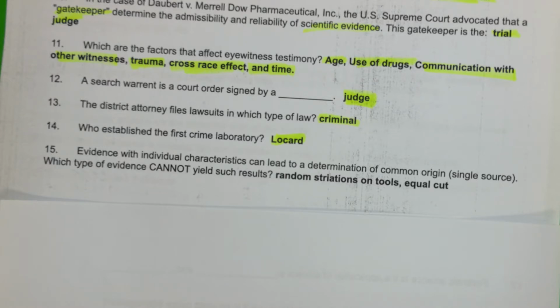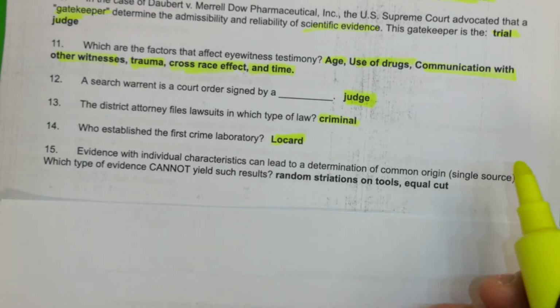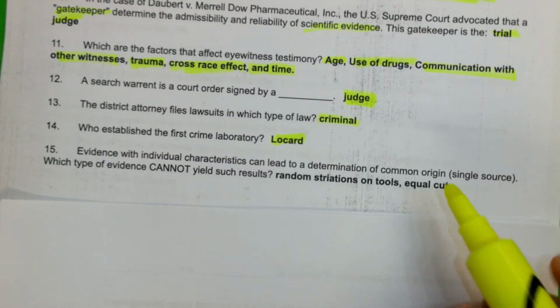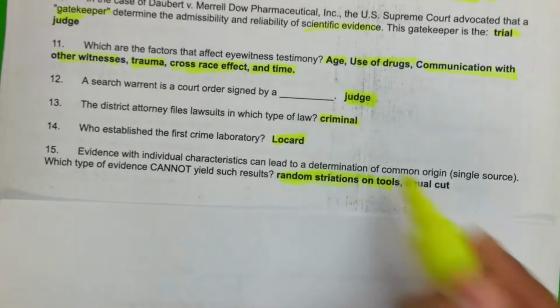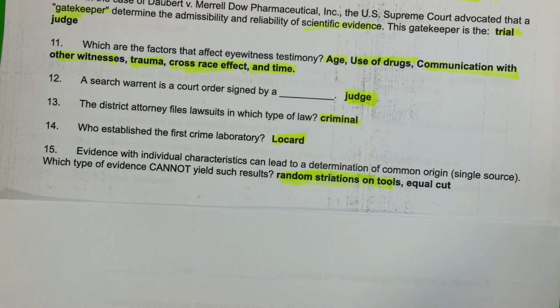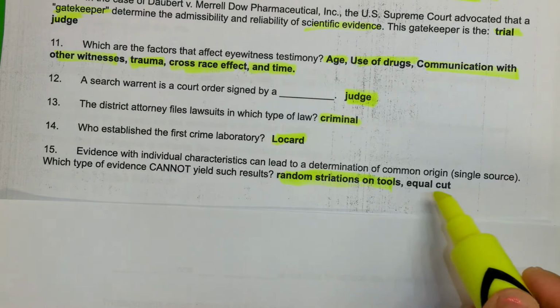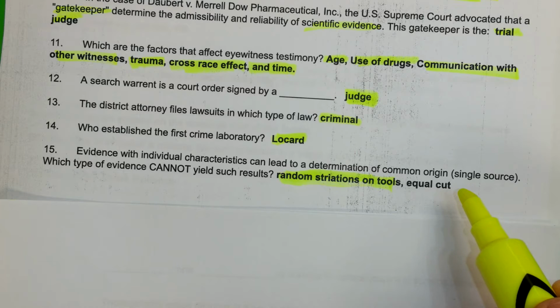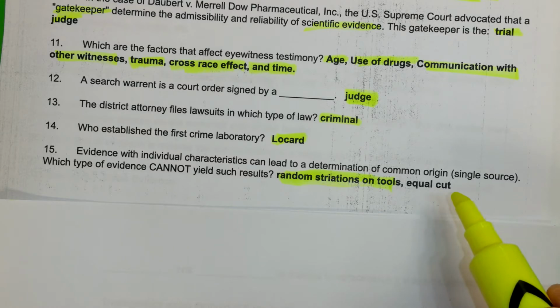Oh gosh, I think I forgot to finish this one, but one of them would be random striations on tools. That means like a wrench, any kind of tool. Those are random. It's harder to determine on random striations of tools. Equal cut, and I think this is when the paper was equally cut, was a lot more difficult versus when they tear it off. So equally cut versus tear it off.